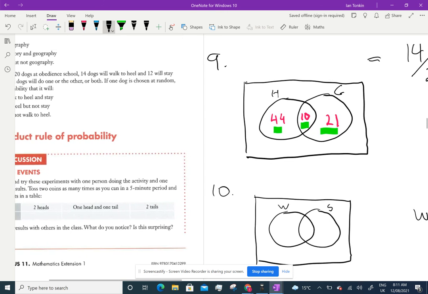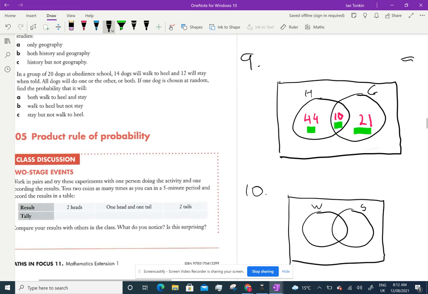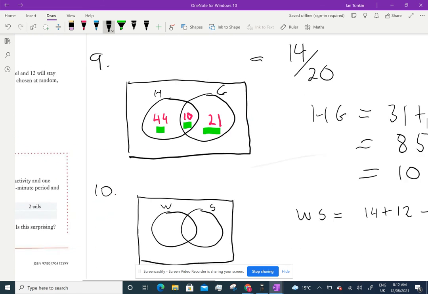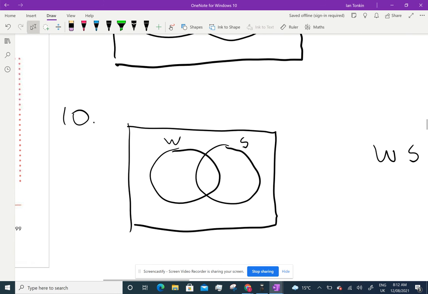So how many walk and stay? Well, we'll add up two groups, 14 plus 12, minus, how many other dogs are there? Because they all do it, 20. Well, 14 plus 12 is 26 minus 20, 6. 6 dogs do both.